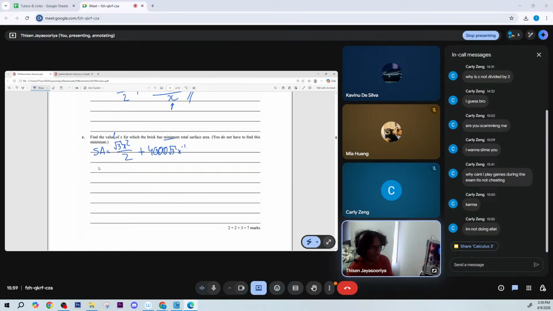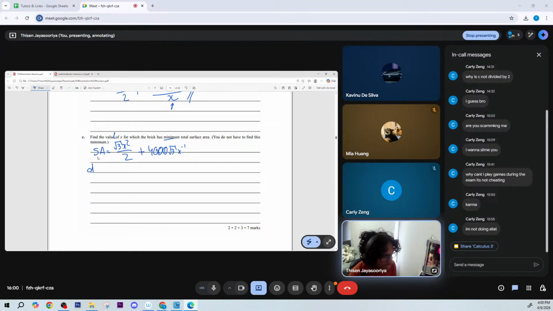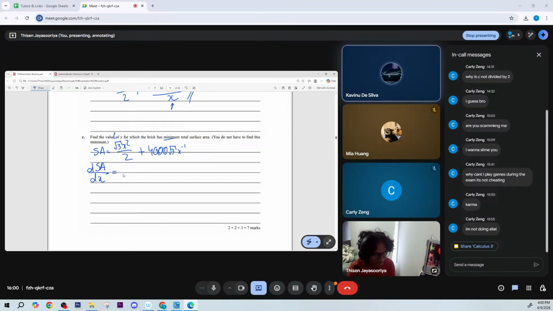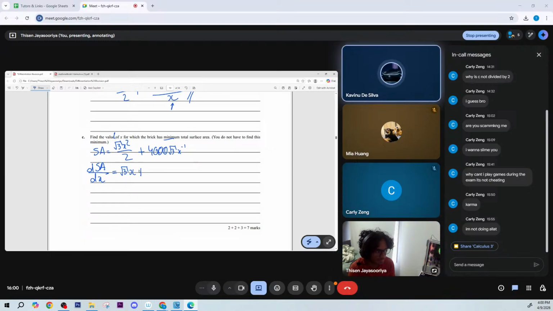Now what is the variable that we differentiate with respect to? It's dSA over dx. So here I've defined it as SA. So dSA over dx equals, what do we get? 2 square root 3 x over 2, so square root 3 x, because the 2's cancel out. Yeah. Plus, well, minus actually, minus 4,000 root 3 on x squared, or x to the negative 2.